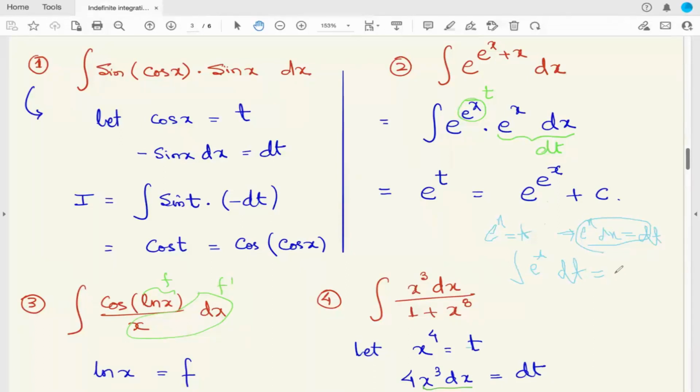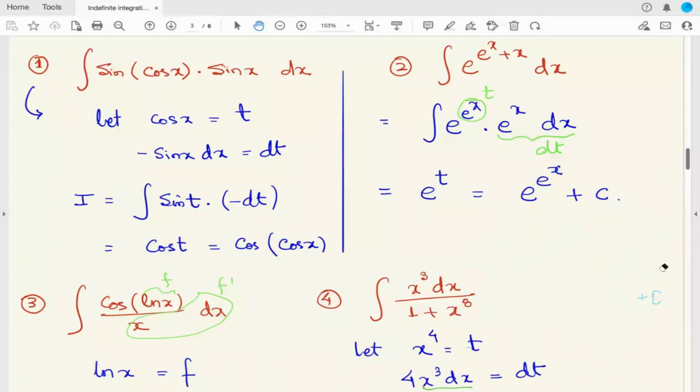So its integration is e to the power t itself plus some constant, because it is a family of parallel curves. And now we again substitute this value. What do we substitute? t is equal to e to the power x. So e to the power x plus c. I think you got this point. Let me erase that if you got that.